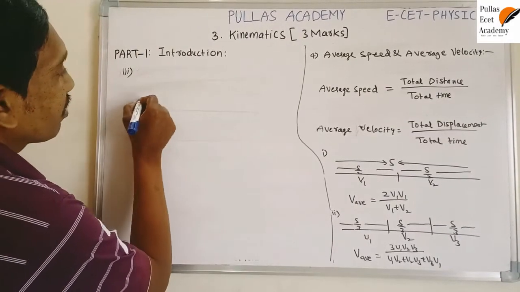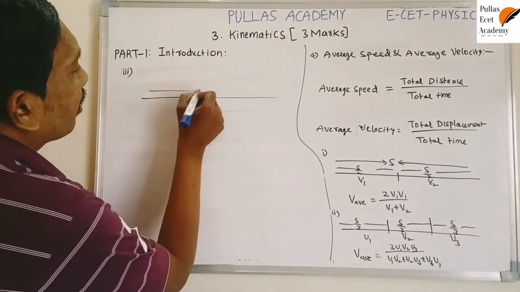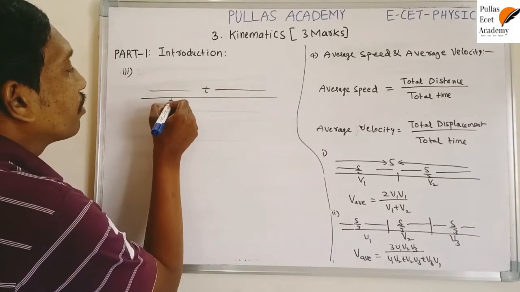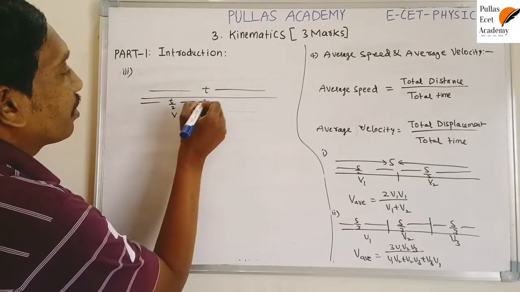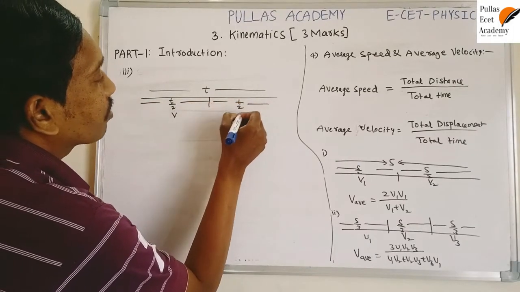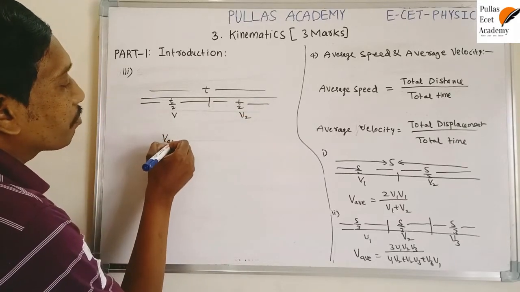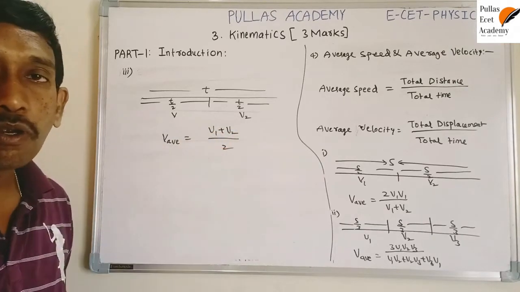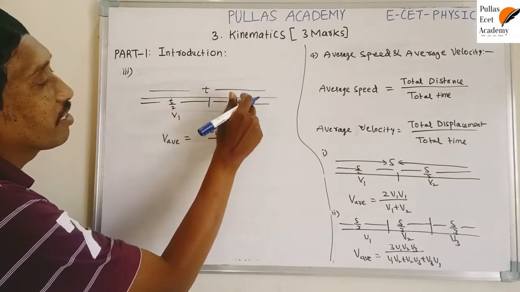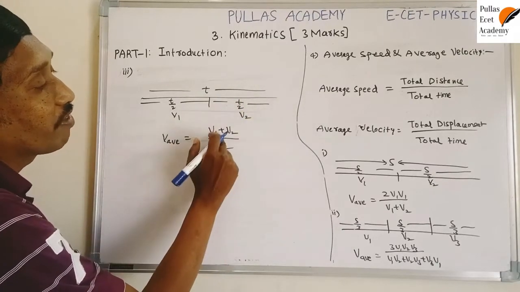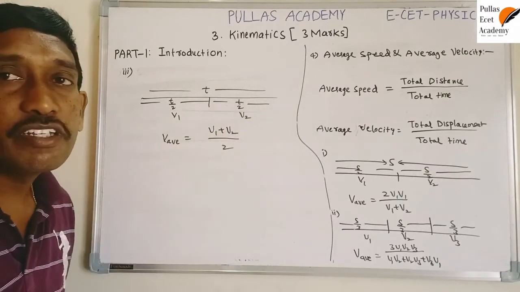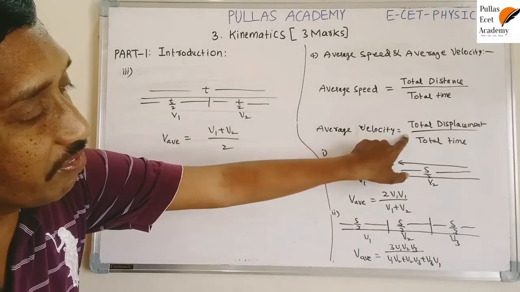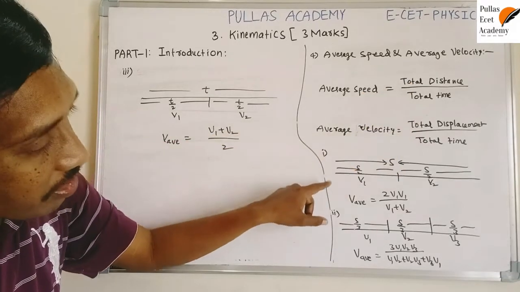Now one more special case. For example, in a total time of t seconds, it travels from this point to this point. In the first half of the time it travels with V1 speed, and in the remaining half of the time it travels with V2 speed. What is the average speed? In this case, the average speed formula is V1 plus V2 by 2. Similarly, t by 3 seconds with V1, t by 3 with V2, t by 3 with V3, then you get V1 plus V2 plus V3 by 3. These are all special cases of average speed. Actually, this is a standard formula.